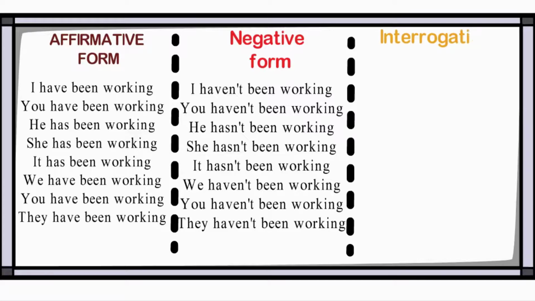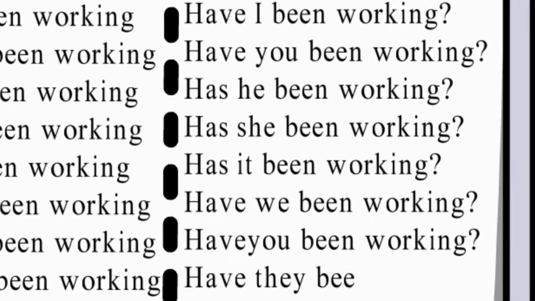The interrogative form. Have I been working? Have you been working? Has he been working? Has she been working? Has it been working? Have you been working? Have they been working?